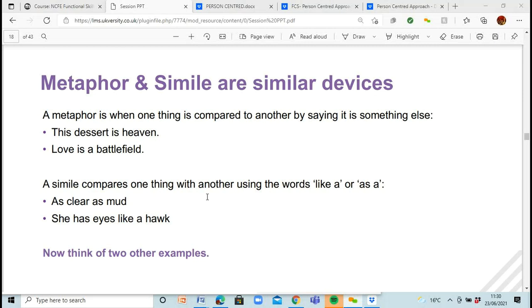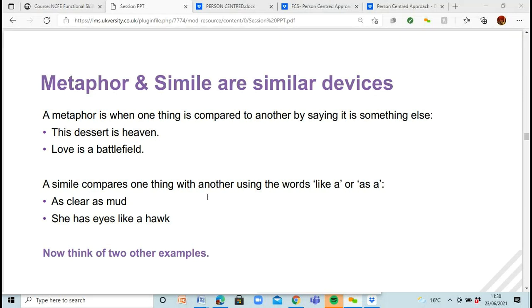Okay. And then a simile is when you're comparing one thing with another thing, and you're using words like "like" or "as." So, "as clear as mud," or "she has eyes like a hawk." Other examples could be "brave as a lion," or "as scared as a cat." And then a metaphor is, for example, if a young man has broken up with his girlfriend, and you say "his heart was breaking." A metaphor compares one thing to another thing, and a simile compares one thing to another, but they're not the same.